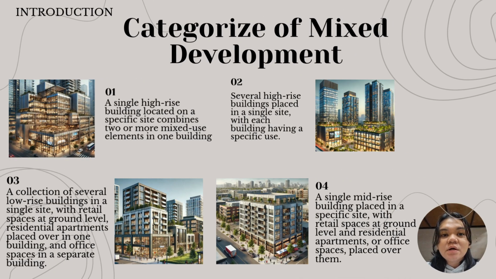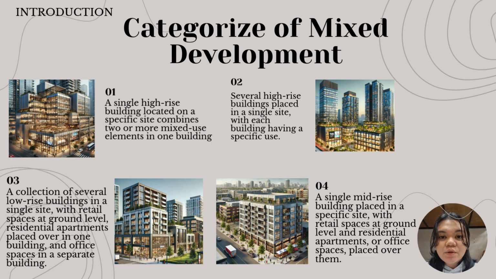Then move to the categories of mixed development. There are 4 categories of mixed development. Number 1 is a single high-rise building located on a specific site that combines 2 or more mixed-use elements in one building. Traditionally, a retail store at street level, with office spaces placed over the retail section and residential apartments, or a hotel placed over the office section.